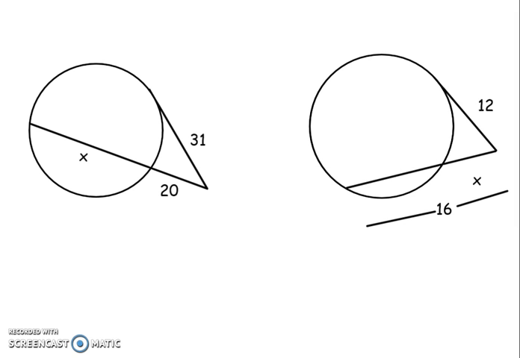So on this one, our tangent is our 31. So we're going to do 31 squared. And that equals the outside part of this one, which is the 20. And then we're going to multiply that by the length of the whole segment. So we have to add the part inside the circle. So we add the chord, the x, plus the piece on the outside. So plus 20. And then that's what we are going to solve.